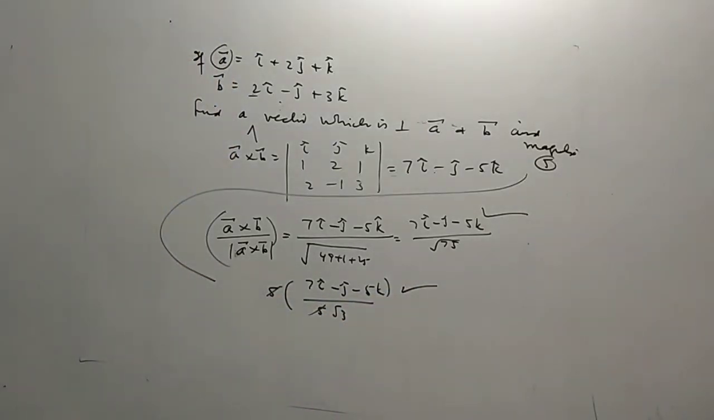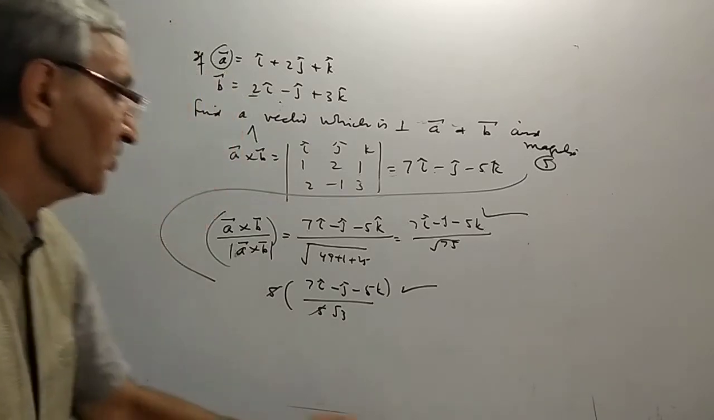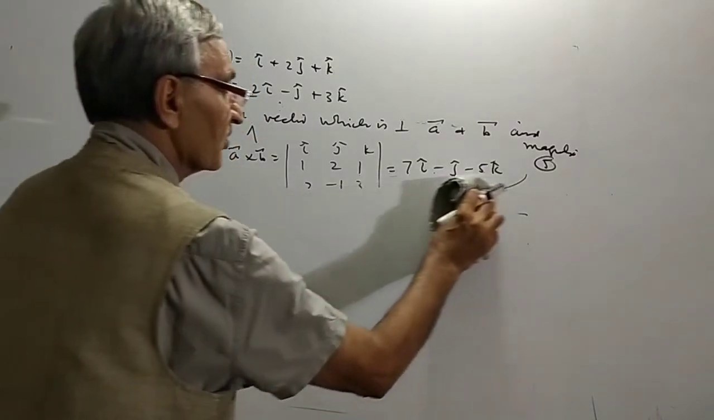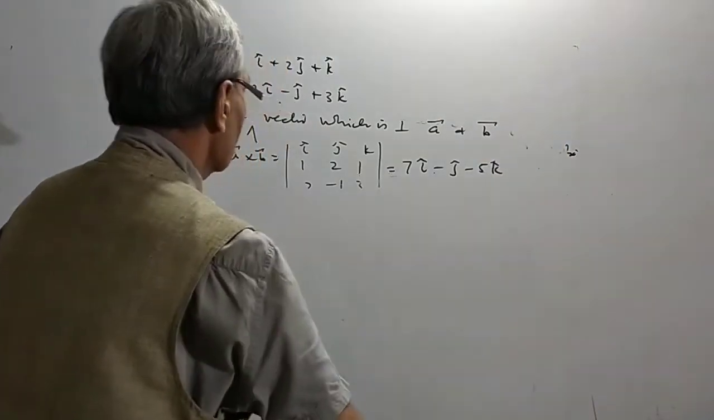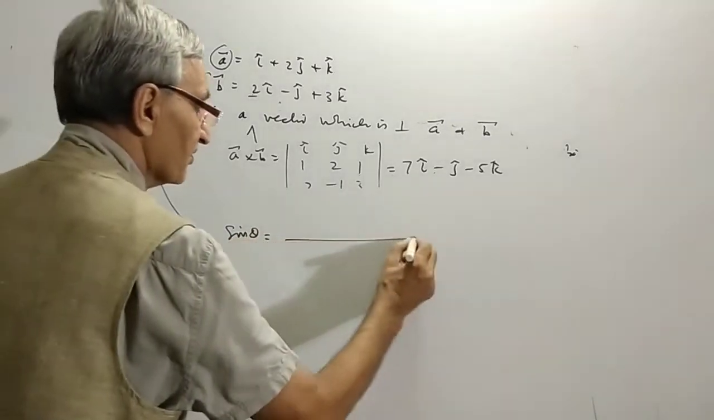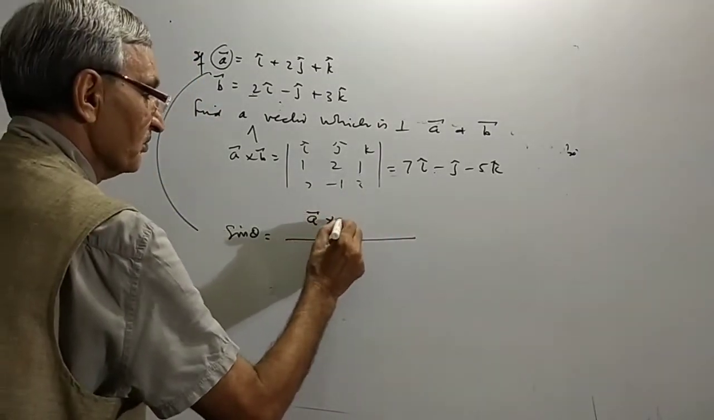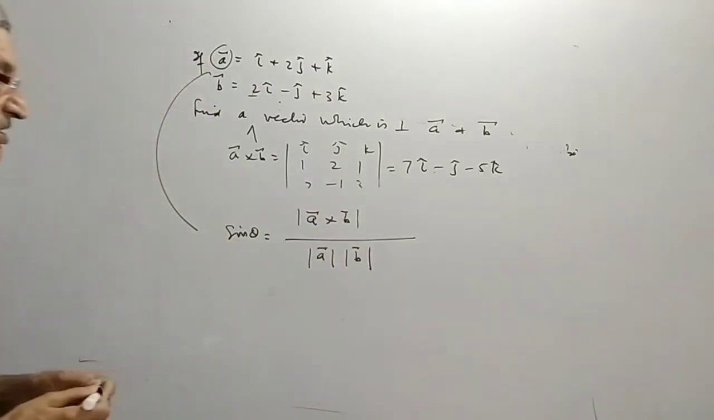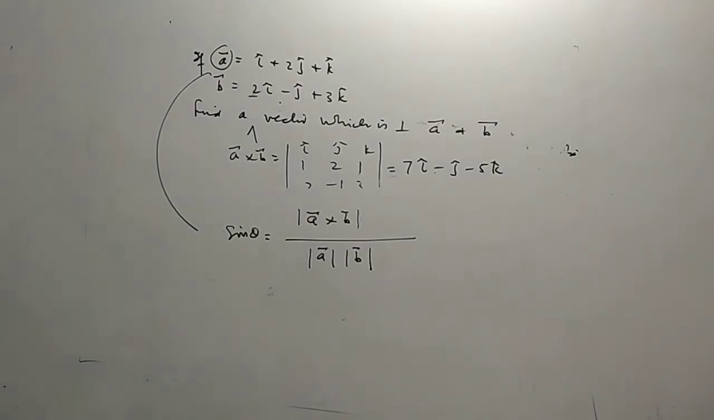So you have a type of question, find a unit vector perpendicular to two given vectors, number 1. Then you can specify, find a vector whose magnitude is this and perpendicular to A and B. Then it's find what is the sine theta, the angle between them. Sine theta is equal to the magnitude of A cross B divided by the magnitude of A and magnitude of B. This is one. How to find this?